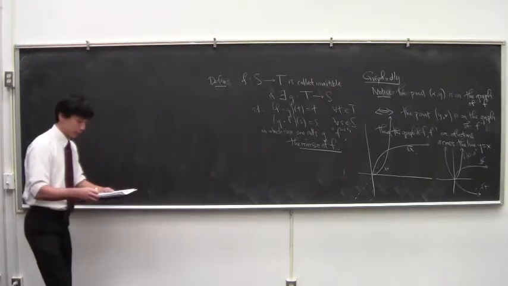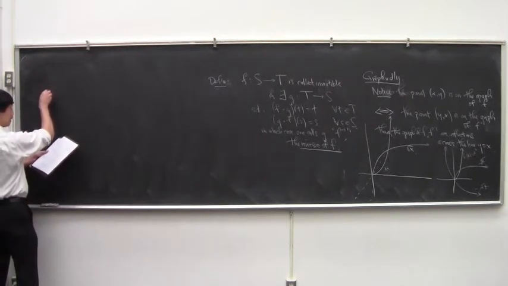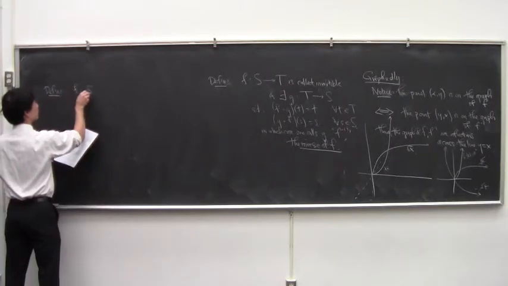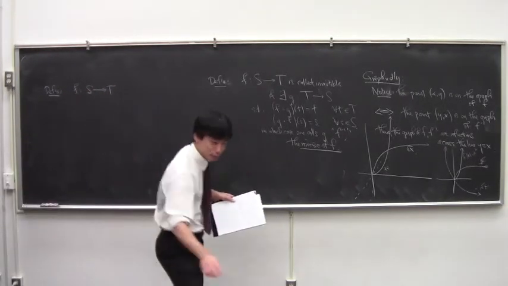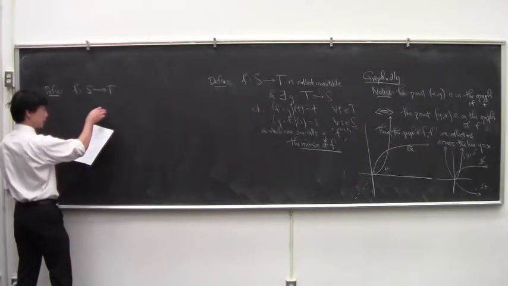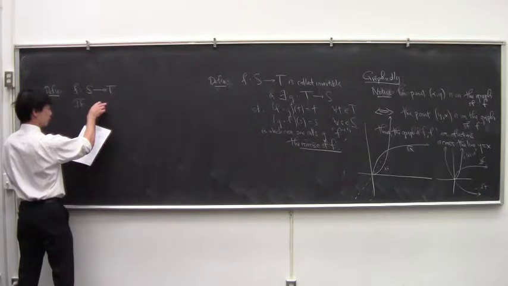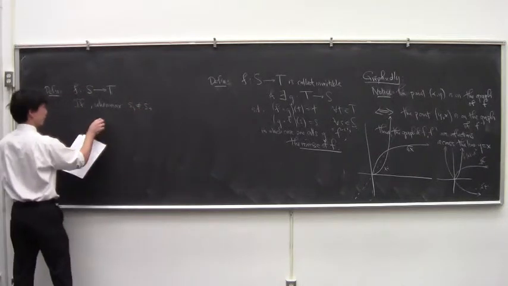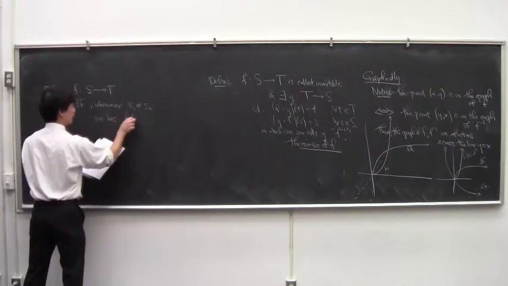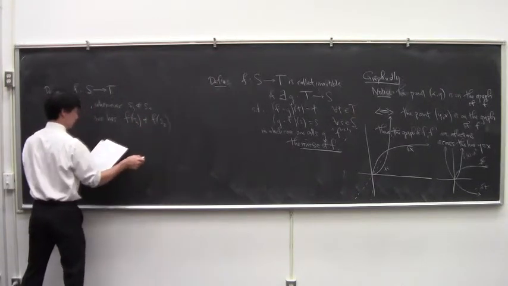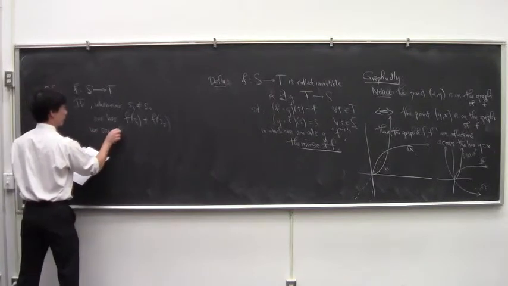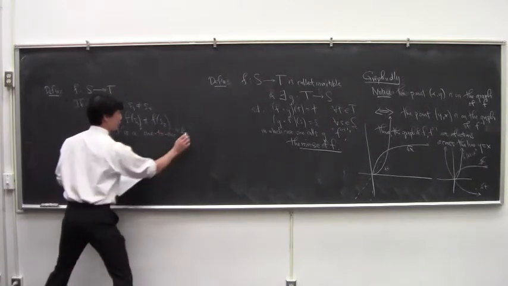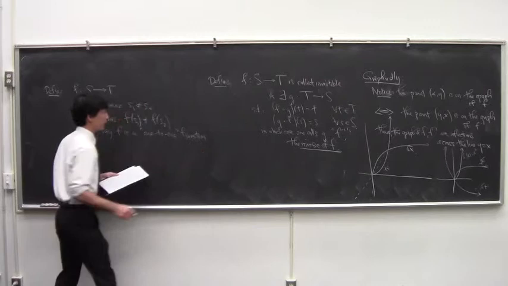Just some terminology, which I think you might have seen before. You have some function f. Whenever s1 and s2 are different, if one has f of s1 different from f of s2, then we say f is a 1-to-1 function.